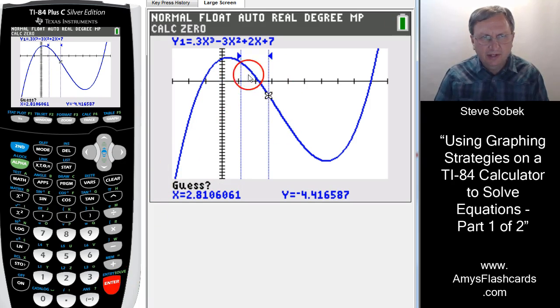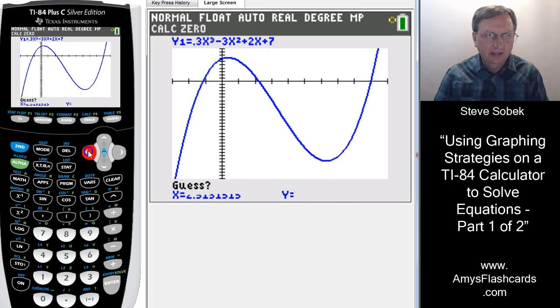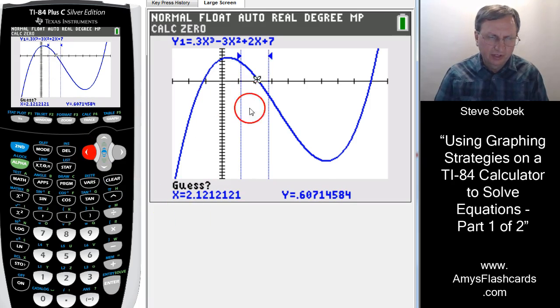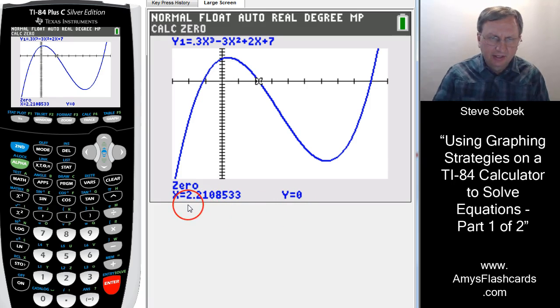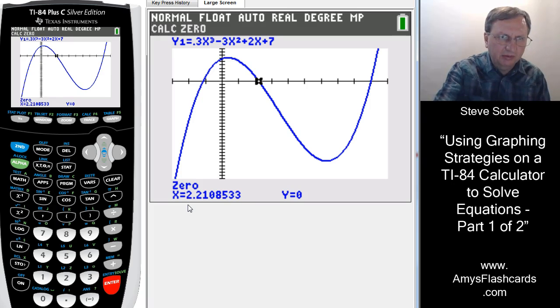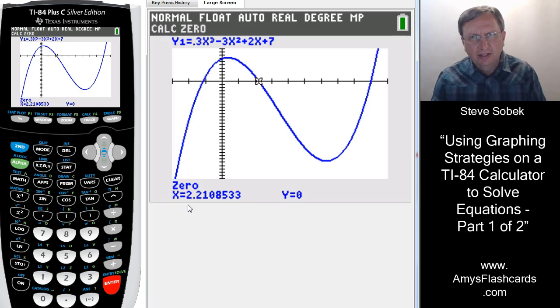And now it knows that it's going to find the 0 of the function somewhere between these 2 points. It looks like it's between 2 and 3, closer to 2. Hit your left arrow key, so you're kind of close to the solution. Hit enter, and now it's right on the x-axis. It shows the coordinates down here. Of course, the y is a 0. We're concerned about the x value. Let's write that down, round it to 3 decimal places, 2.211. And we've got 2 out of the 3 zeros of the function.